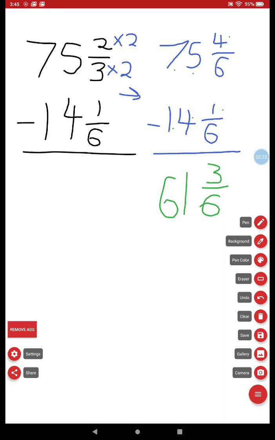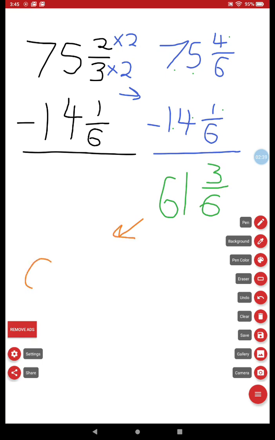Let's take a look at how to simplify that. If you want to know how to do it with your multiplication chart, look at yesterday's video. Today I'm going to show you how to do it the mental math way.